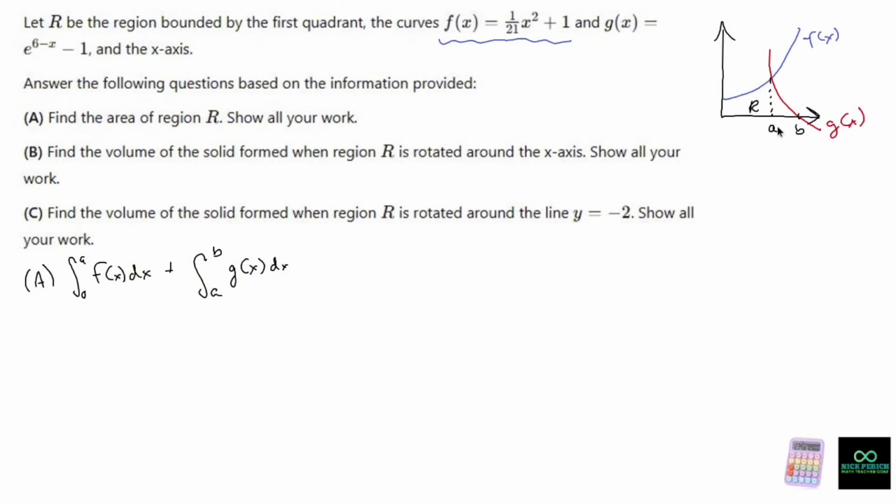So what I'm going to do is run to my calculator. I need to find A. I need to find B. Once I find those, I'm going to integrate them in my calculator, and I'm going to add those guys up and see what happens.